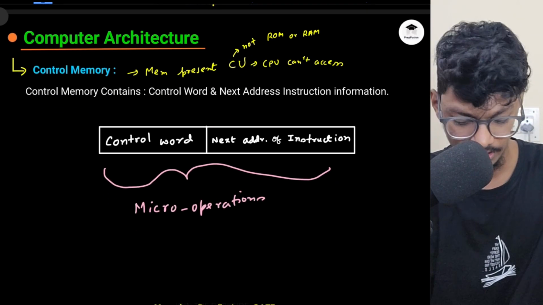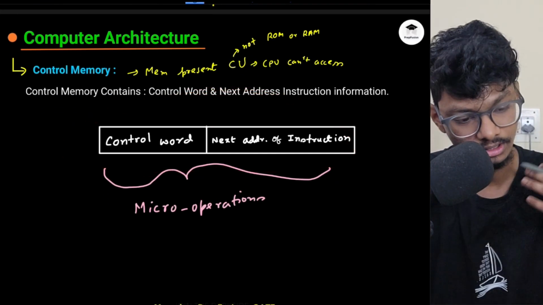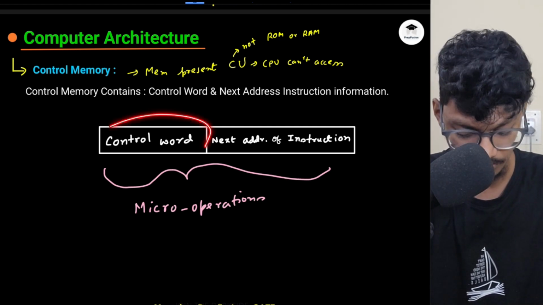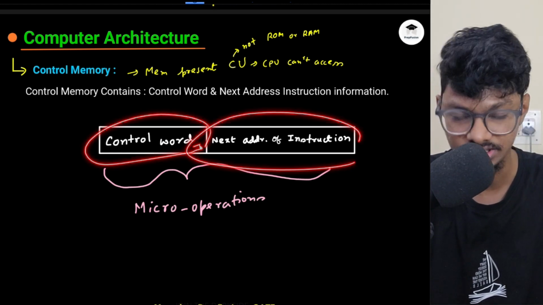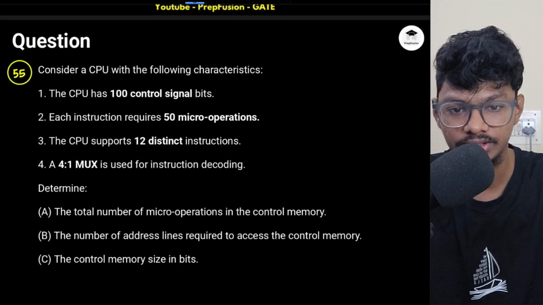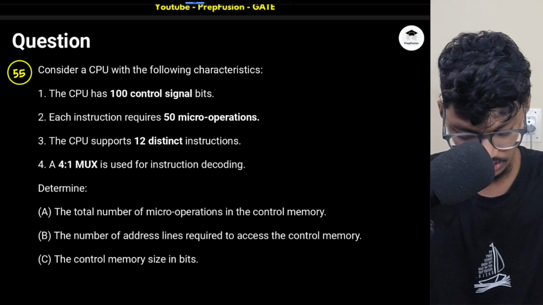So yeah, I hope you understood. Each address in a control memory contains the control word, obviously, and the next address instruction. What is a control word? You already know that. So let's do a few questions. From there our concepts will be more and more clear. So this is the first question.